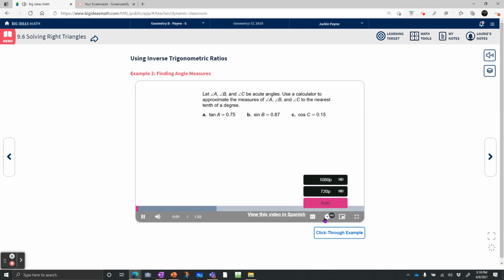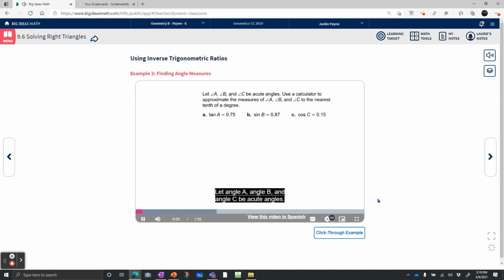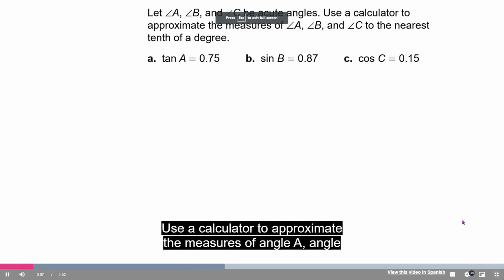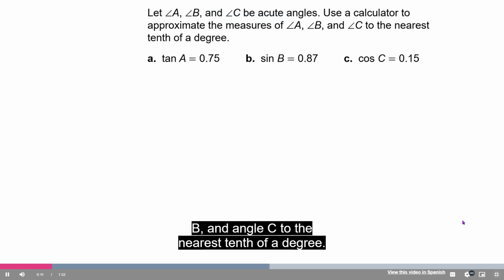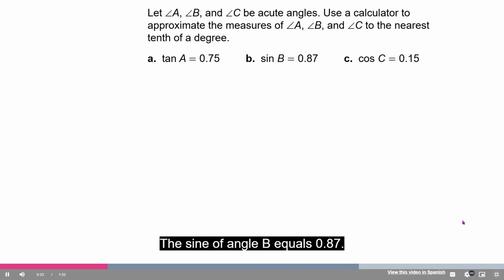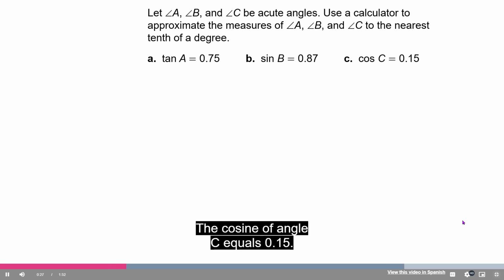Let angle A, angle B, and angle C be acute angles. Use a calculator to approximate the measures of angle A, angle B, and angle C to the nearest tenth of a degree. Part A. The tangent of angle A equals 75/100. Part B. The sine of angle B equals 87/100. Part C. The cosine of angle C equals 15/100.